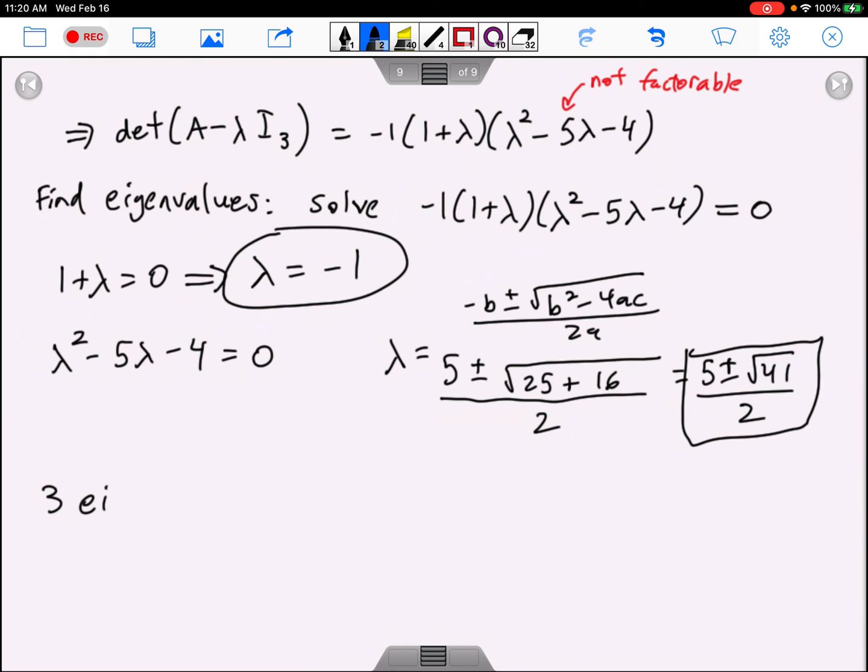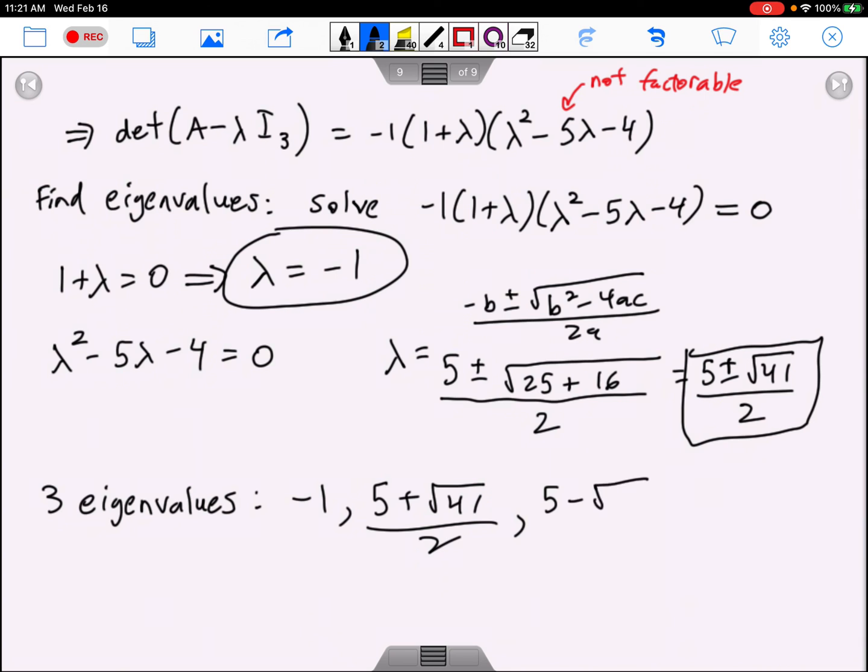So this means we get 3 eigenvalues altogether. We get negative 1, 5 plus root 41 over 2, and then 5 minus root 41 over 2. Notice that they're all real. That doesn't always happen. Sometimes you do get some imaginary ones, right? But this time they were real.